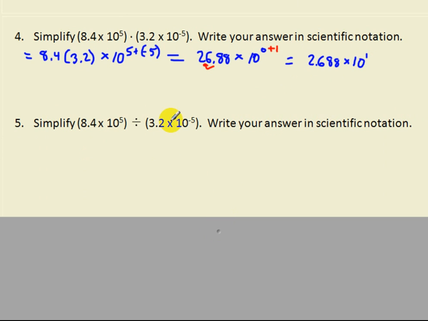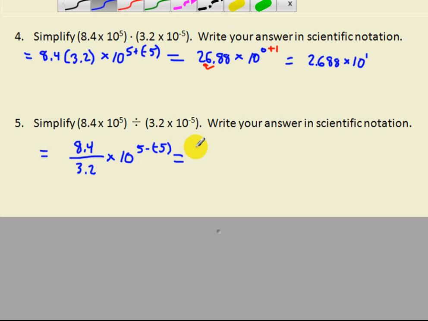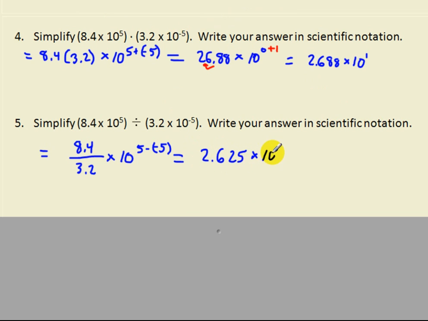Okay, number 5, here we have a quotient. So we're going to look at 8.4 divided by 3.2. And then for our exponent, we subtract. So 5 minus negative 5. Okay, so if we take 8.4 divided by 3.2, that will give us 2.625. 2.625 times 10 to the 5 minus negative 5 is 10.